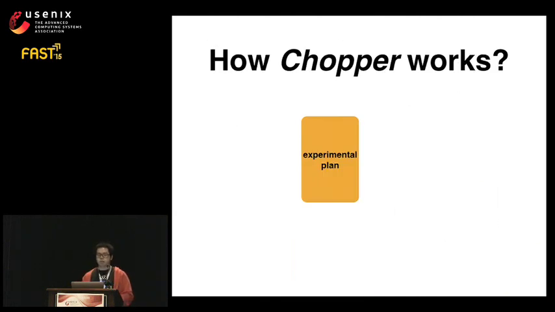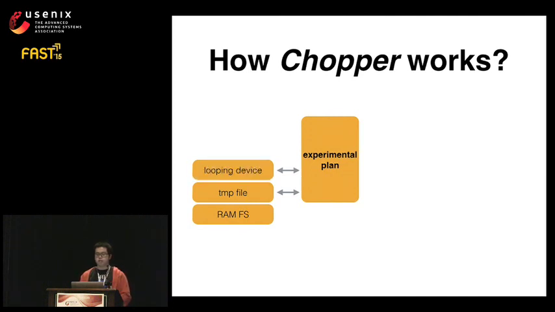Now I'll describe how Chopper works. First, Chopper will create an experimental plan, and then it will do everything in memory in order to run all the experiments fast. It is okay to not use a real disk because we only care about the data layout, not the time. So Chopper will create a temporary file on the RAM file system, then a loop device backed by the temporary file. After that, Chopper will create the file system according to the experimental plan. And then Chopper can change the size of the file system or the use ratio of the file system.